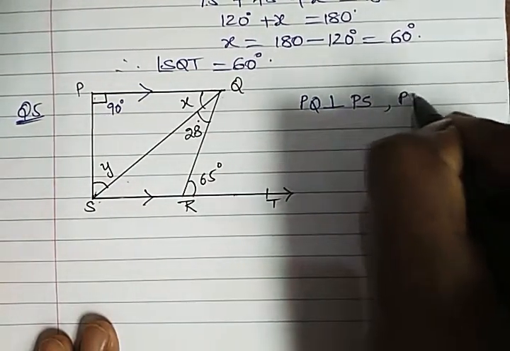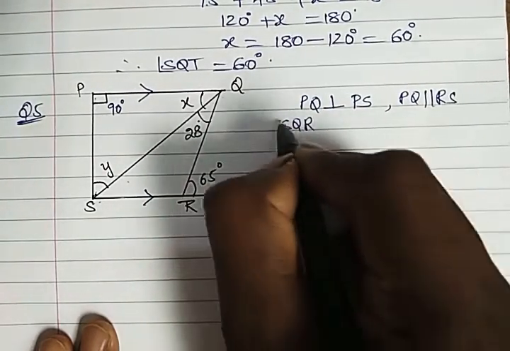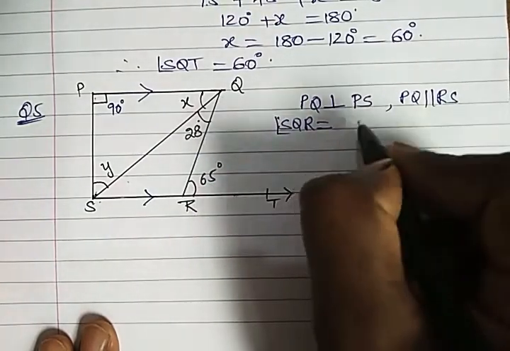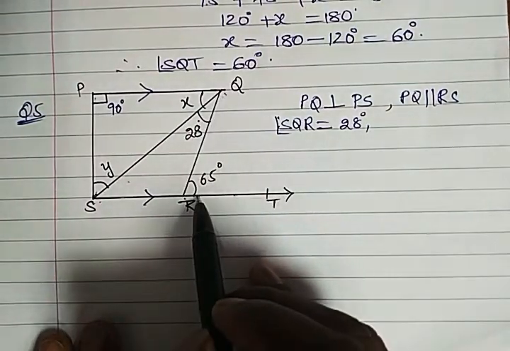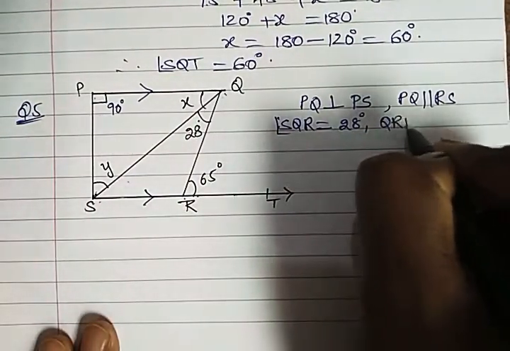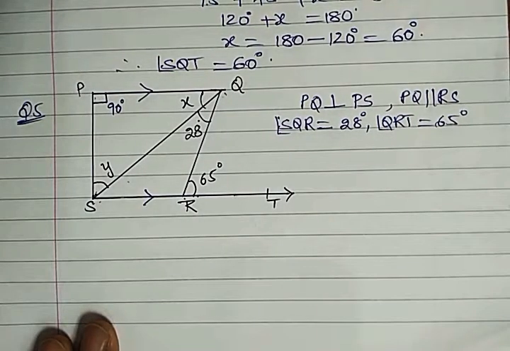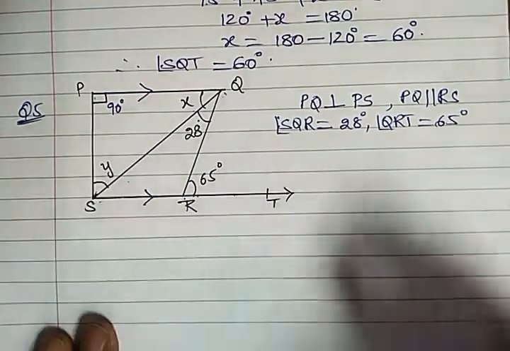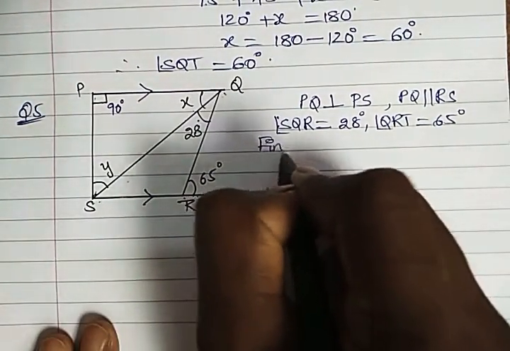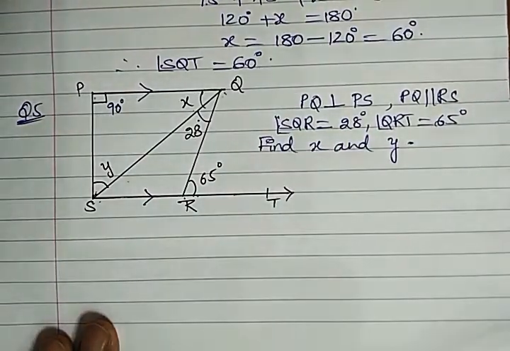Here we'll write PQ is parallel to RS. Angle SQR is given, that is equal to 28 degrees. And QRT is 65 degrees. So find the values of X and Y. What are these values? They are unknown values. We have to find X and Y.